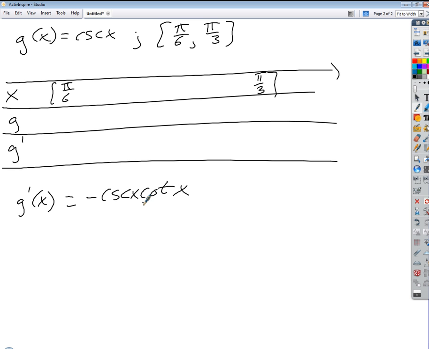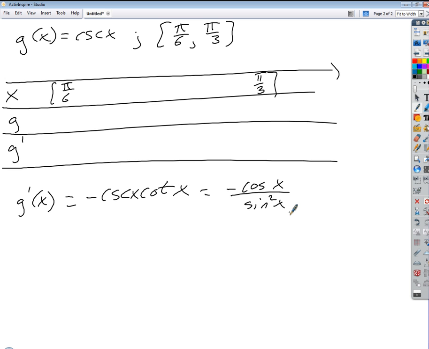That's an inconvenient way of writing it, because we're not as familiar with cosecants and cotangents. So let's write it in terms of sines and cosines. Cosecant is 1 over sine, and cotangent is cosine over sine. So isn't this just negative cosine x over sine squared x? That's convenient because it looks like a fraction.